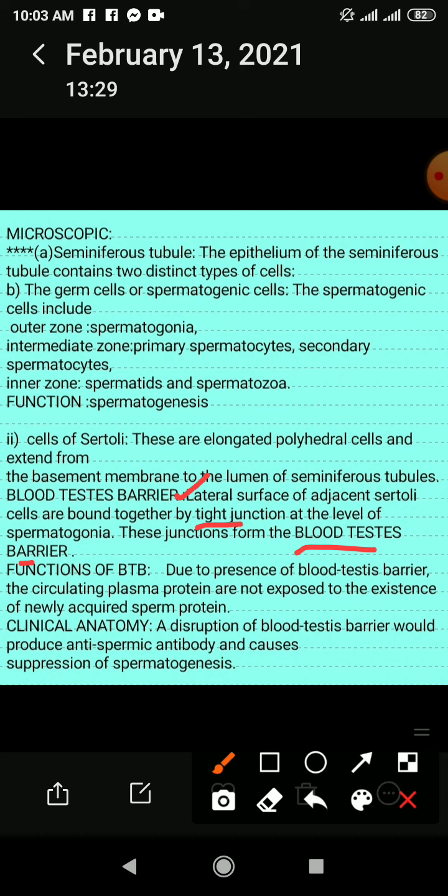So what is the function? Due to the presence of this barrier, the circulating plasma protein doesn't get exposed to the sperm protein. So what will be the consequence if these come in contact with each other? There will be production of anti-spermic antibody, and this will destroy the spermatozoa, and there will be suppression of the spermatogenesis, and ultimately it may lead to infertility.